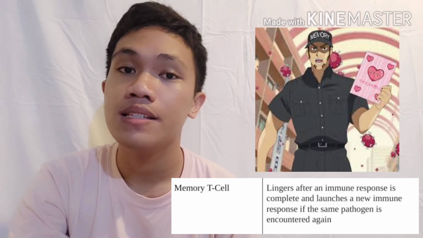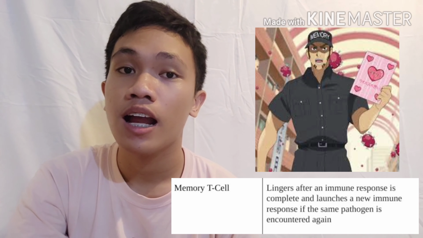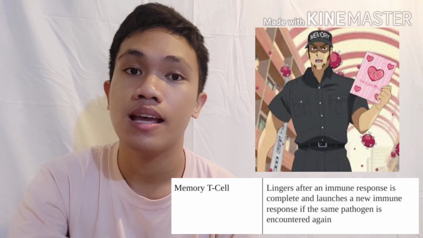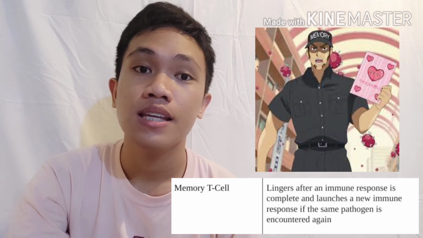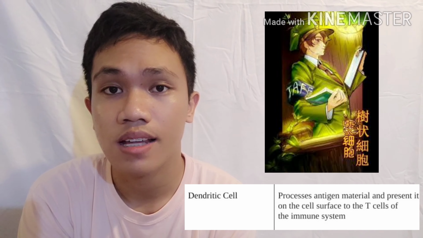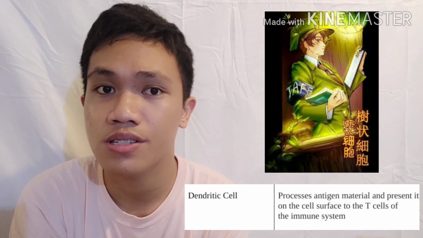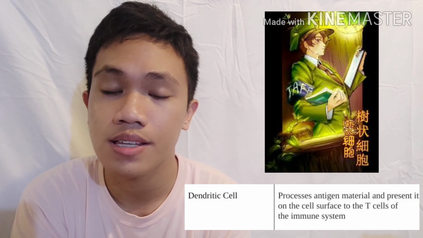Fourth is the killer T cells, which kill cancer cells, infected cells, or damaged cells. And lastly, the memory T cells, which linger after an immune response is complete and launch a new immune response if the same pathogen is encountered again. We also come across an accessory cell named the dendritic cell. It processes antigen materials and presents them on the cell surface to the T cells of the immune system.